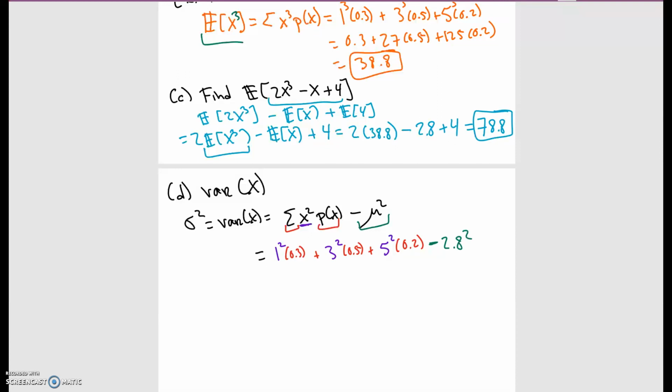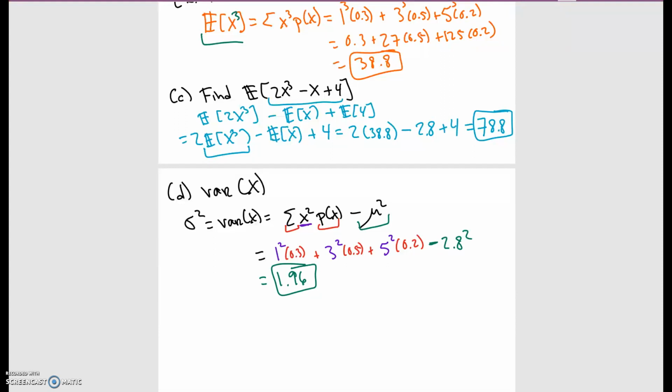Okay, so I'm going to put all of this into my calculator. 1 squared times 0.3 plus 9 times 0.5 plus 5 squared, which is 25, times 0.2 minus 2.8 squared. And what I got was 1.96. I hope I did this right. So that was the variance of x.